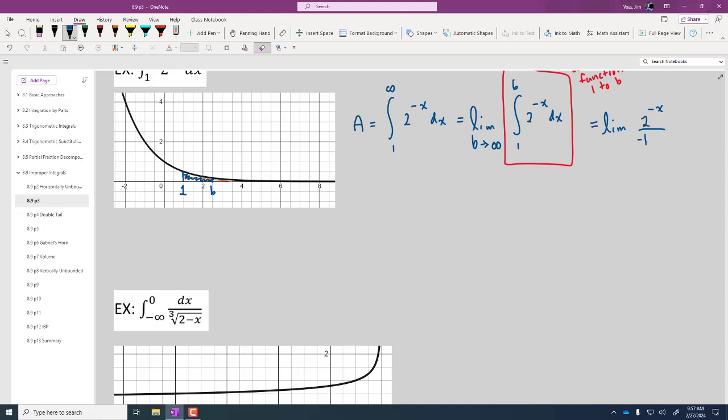When you're doing chain rule, you multiply by the derivative of the exponent, angle, whatever. When you do reverse chain rule, when you're integrating, you divide. Same thing with this. We have to divide by natural log of 2. So we're going to have an extra factor down here of ln of 2. And then this will go from 1 to b.